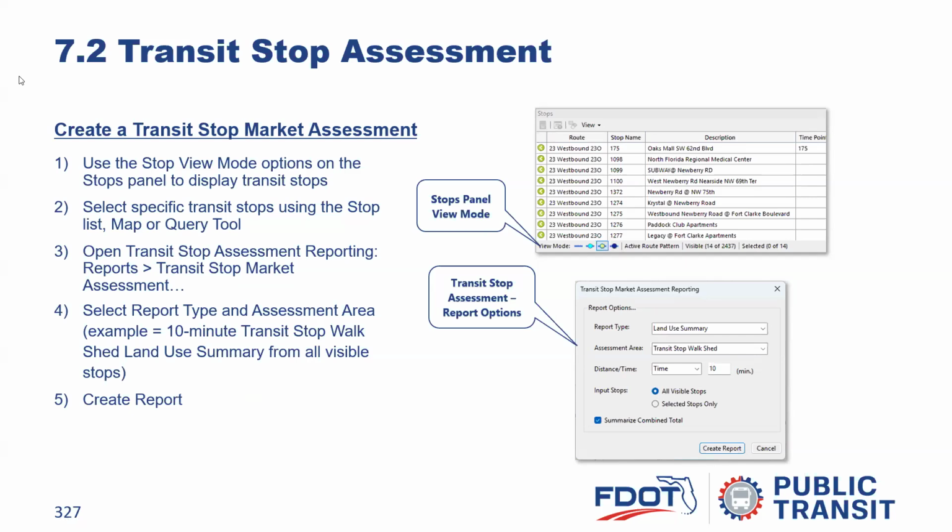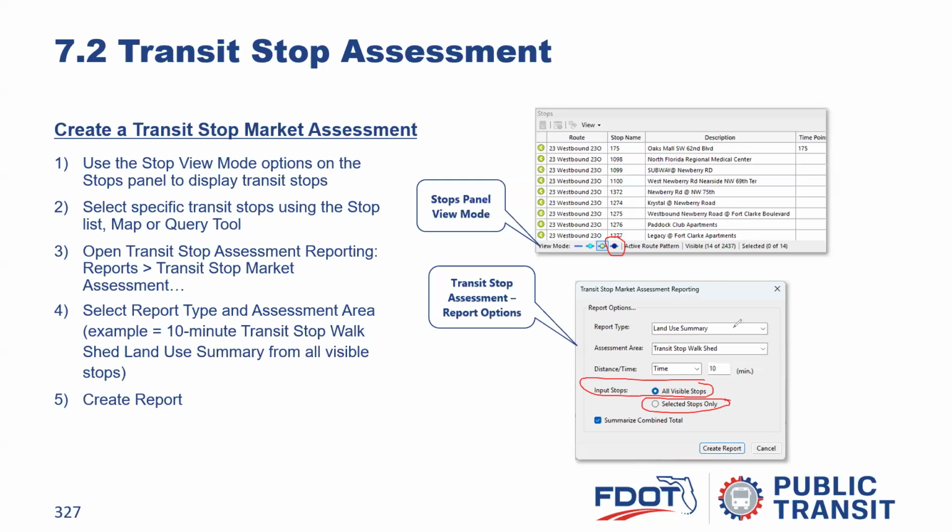Sorry, let me illustrate that. The input stops are all visible stops. So they have to be visible in the map or selected. So those are the two items. So if you wanted to do all stops, you would select all stops visible. And without selecting any of them, you could just run for all of the stops in the system, right? Or you could make selections, as we said earlier.